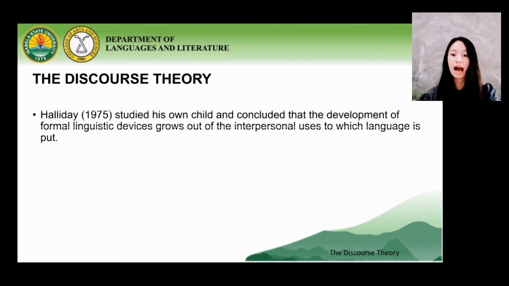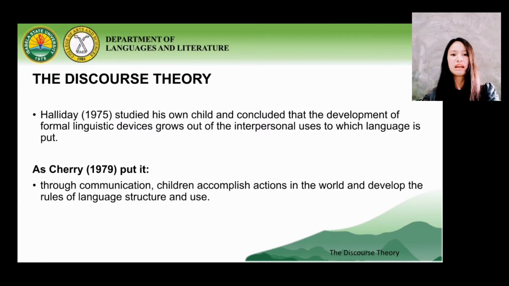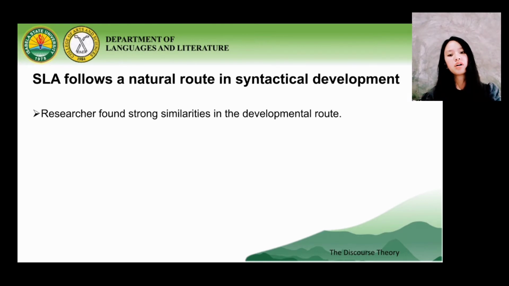So according to Halliday, who studied his own child, he concluded that the development of formal linguistic devices grows out of the interpersonal uses to which language is put. So, as Cherry 1979 put it, through communication, the children accomplish actions in the world and develop the rules of language structure and language use. So the researchers also found strong similarities in the developmental route.